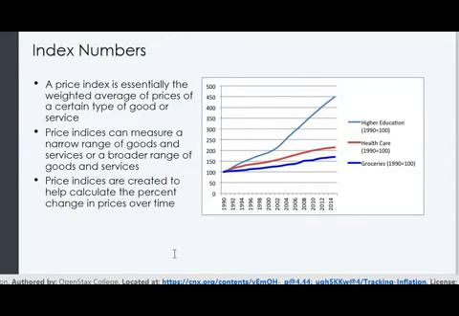So we have here index number. Okay, a price index is essentially the weighted average of a price of a certain type of goods or services. So here, different years, pataas siya, no? Higher education, the price index for higher education, tumaas siya from 1990 to 2014. So healthcare and groceries, hindi naman siya ganun kataas. So among these three, ang pinakamalaking inflation is the education. Okay?